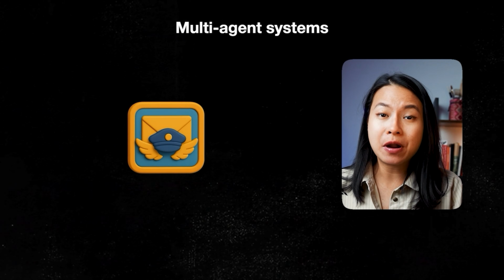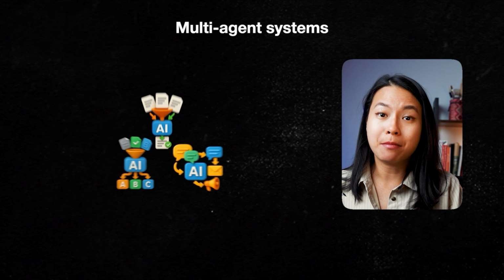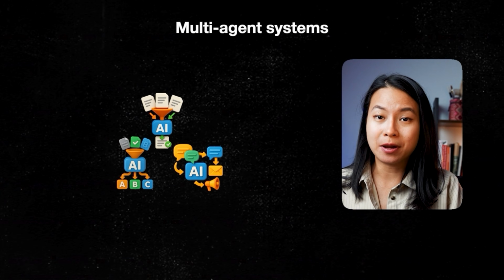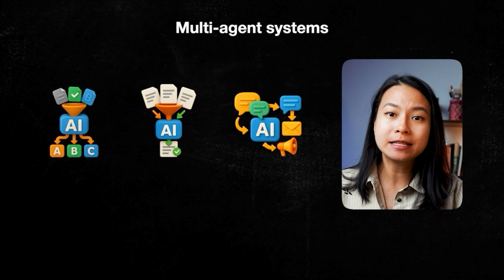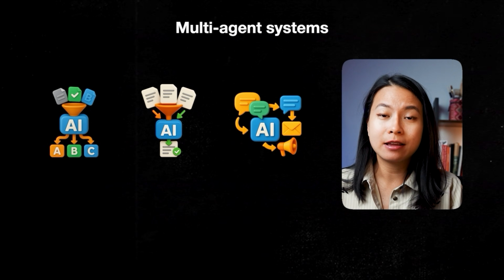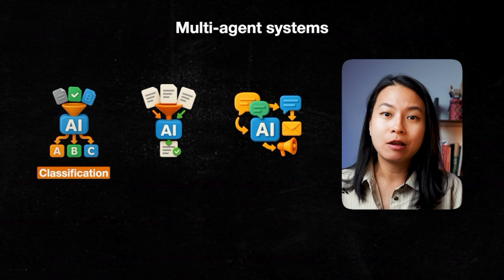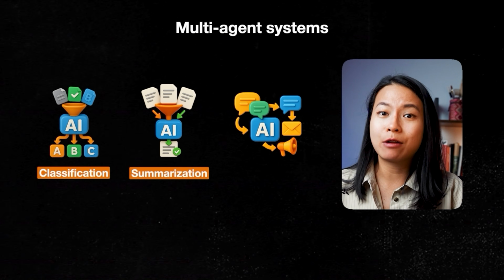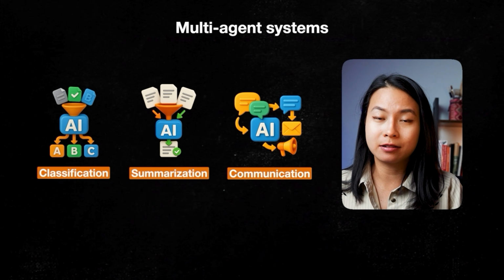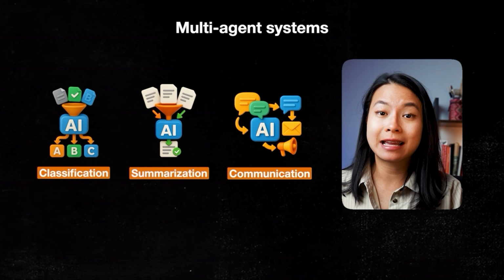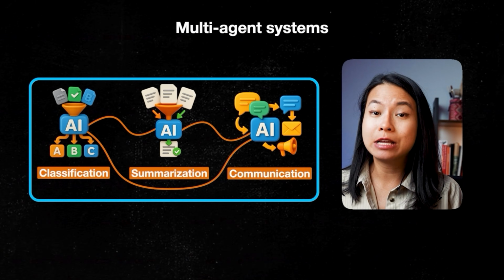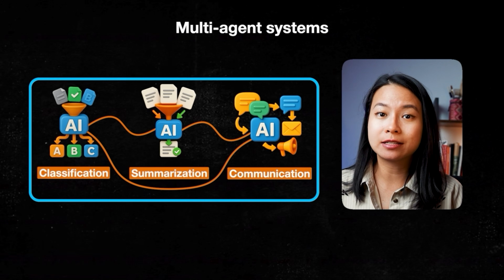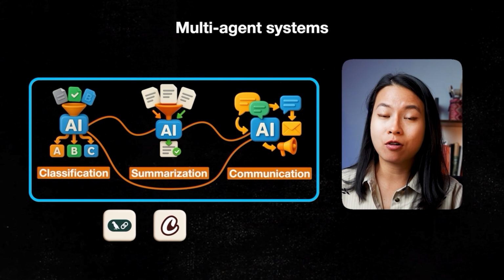And as your app grows, you might break it into modular agents with different responsibilities, and this is the core idea behind multi-agent systems. So you might want to have one agent for email classification, one for summarization, and one for communication, like drafting emails. And these agents can talk to each other or work in parallel. And you can orchestrate them using some agentic frameworks such as LangChain, CrewAI, or AutoGen.